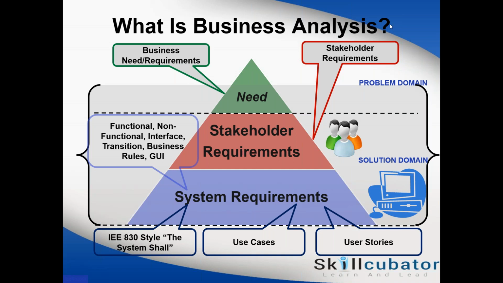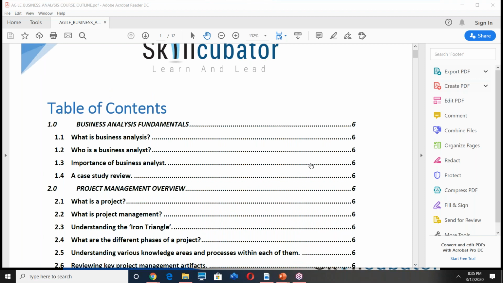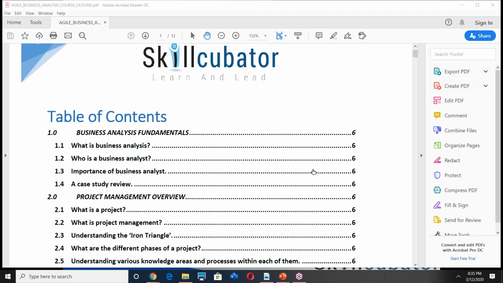thank you. And let me go to the course outline. That's something I wanted to talk about. Okay, can you see this PDF which has the table of contents? Yes. So I'll quickly go through the course outline.